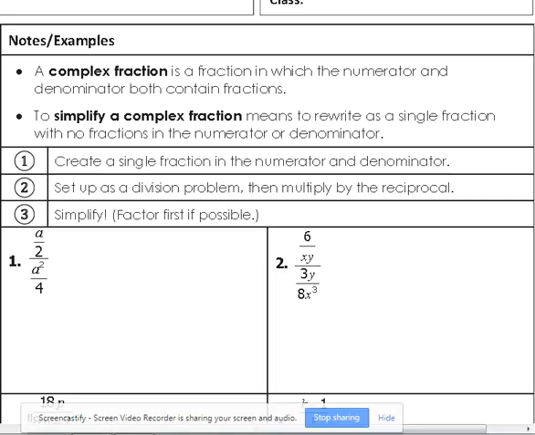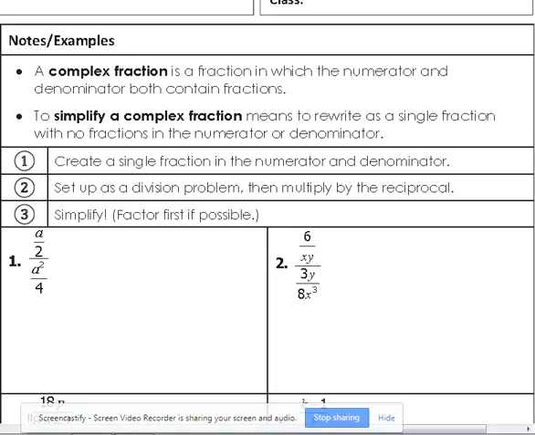To simplify a complex fraction means we want to make it just a single numerator and a single denominator. We don't want any additional fractions within the big fraction. So the first step is to create a single fraction in the numerator and the denominator. Now the front of this, we don't have to worry about that. It's already a single fraction in the numerator and in the denominator.